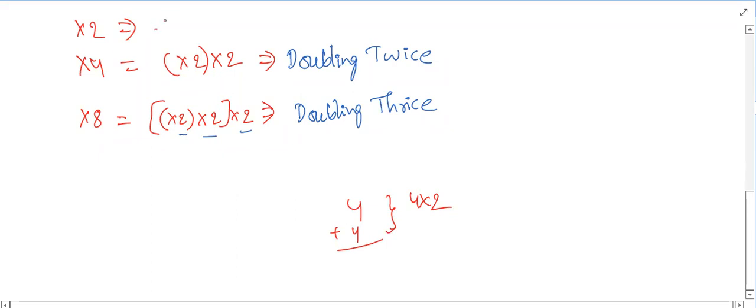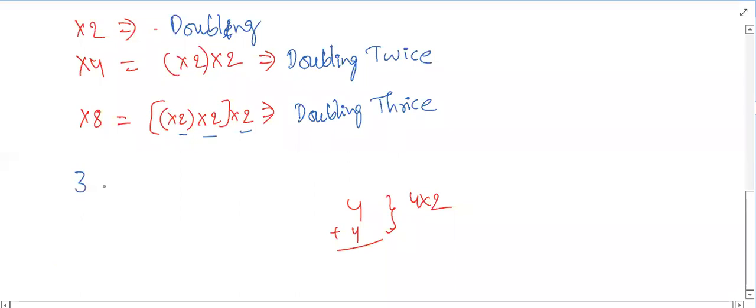Into 2 is nothing but double or doubling. Triple means 3 times. Doubling thrice means, sir, we have to double that same number thrice.